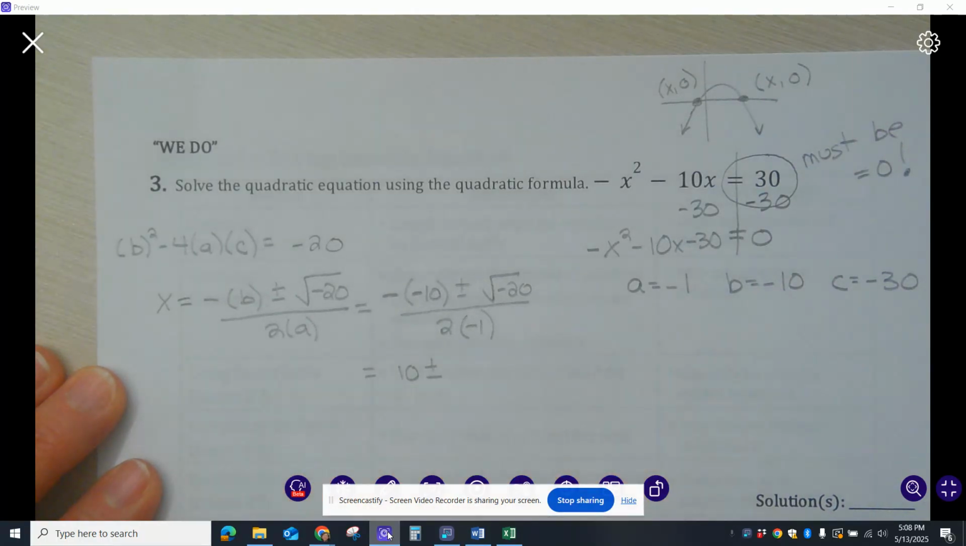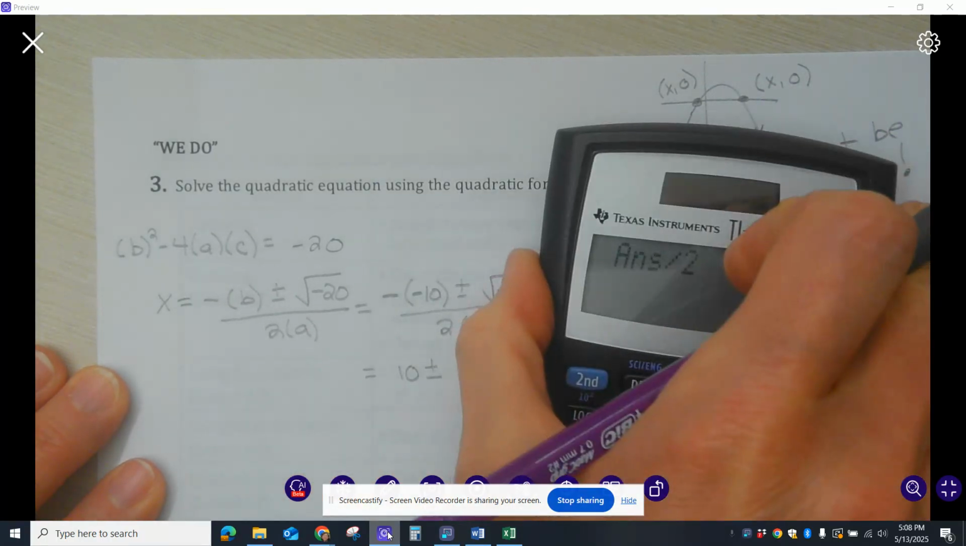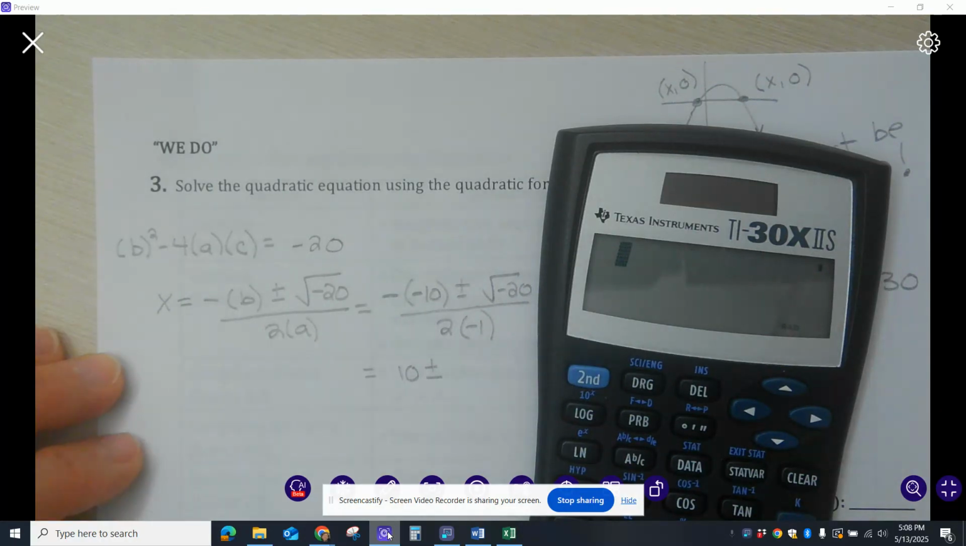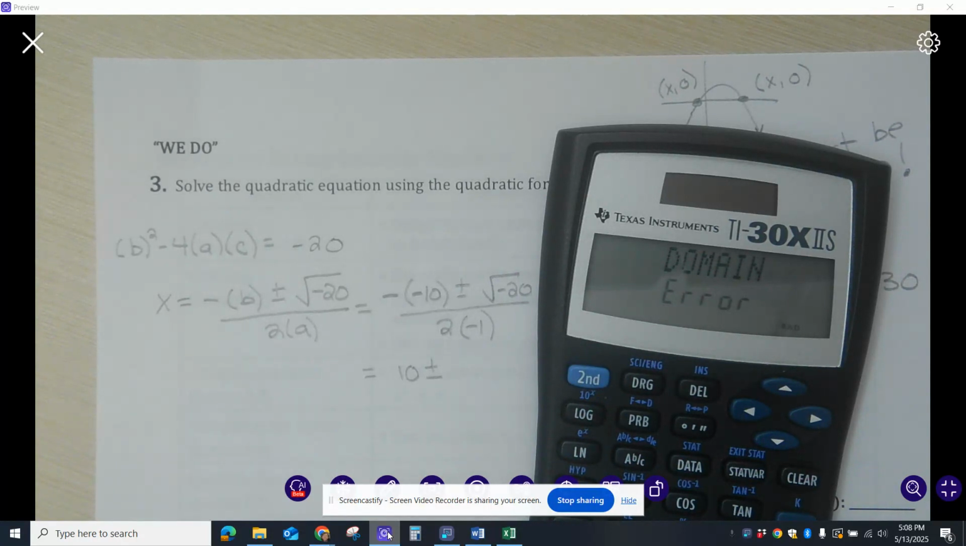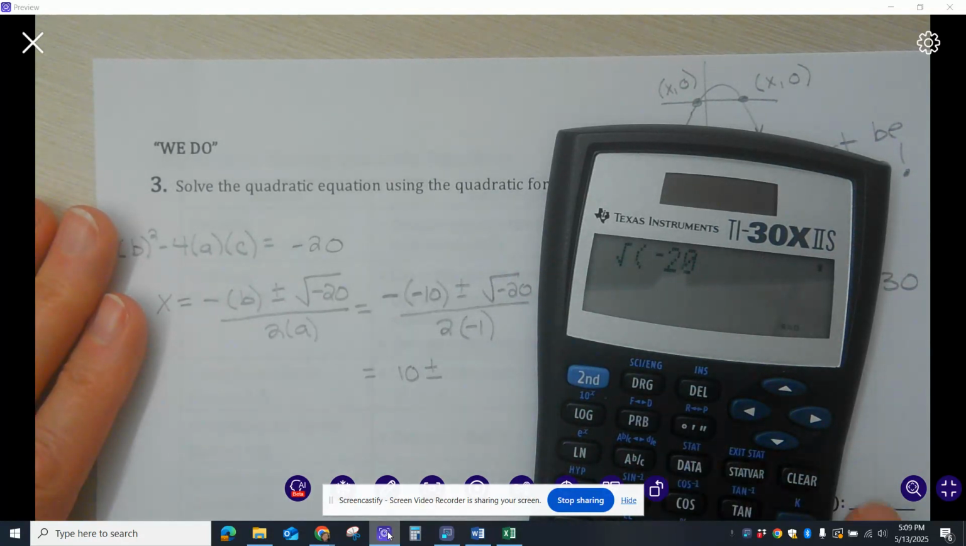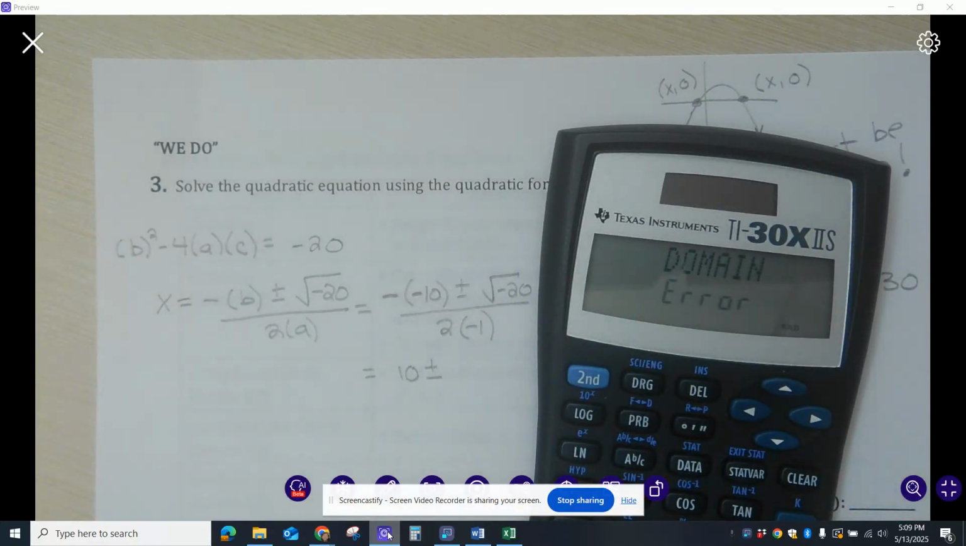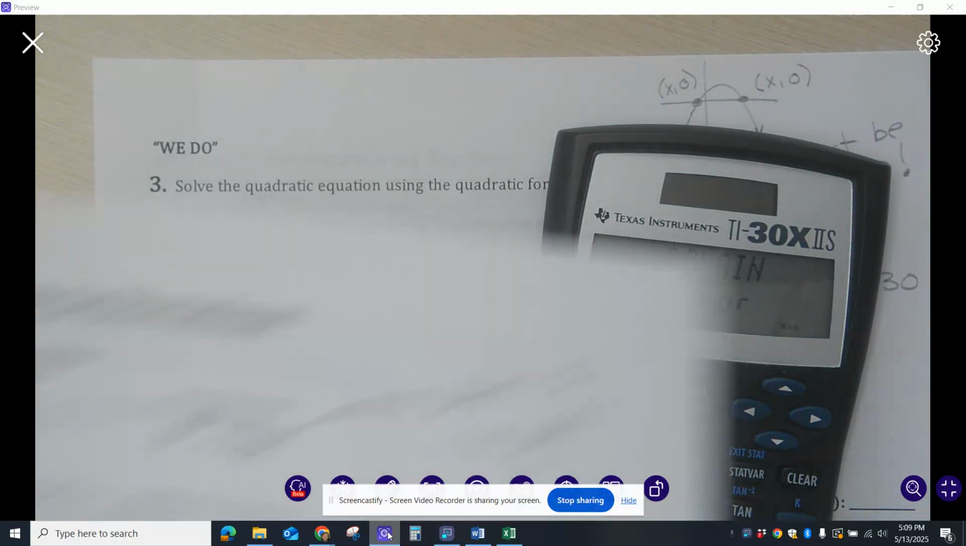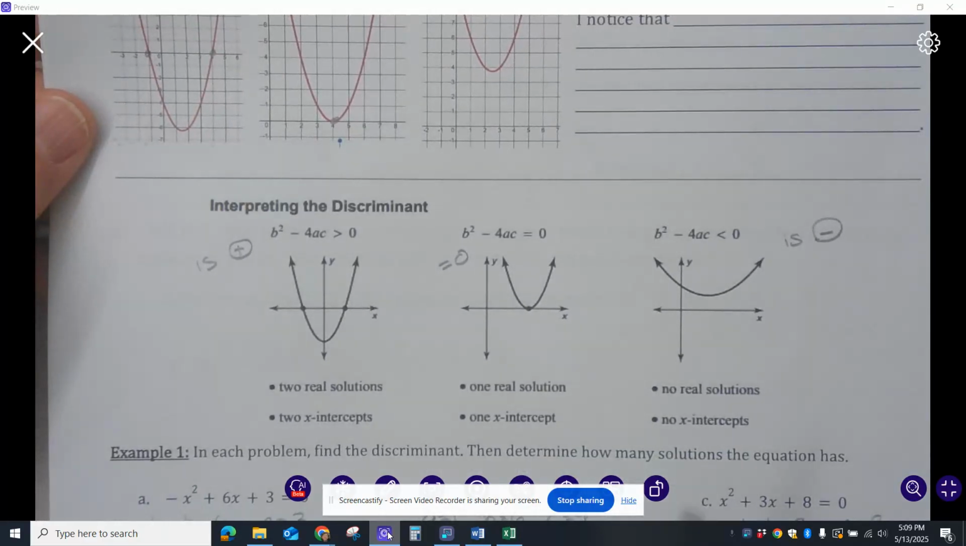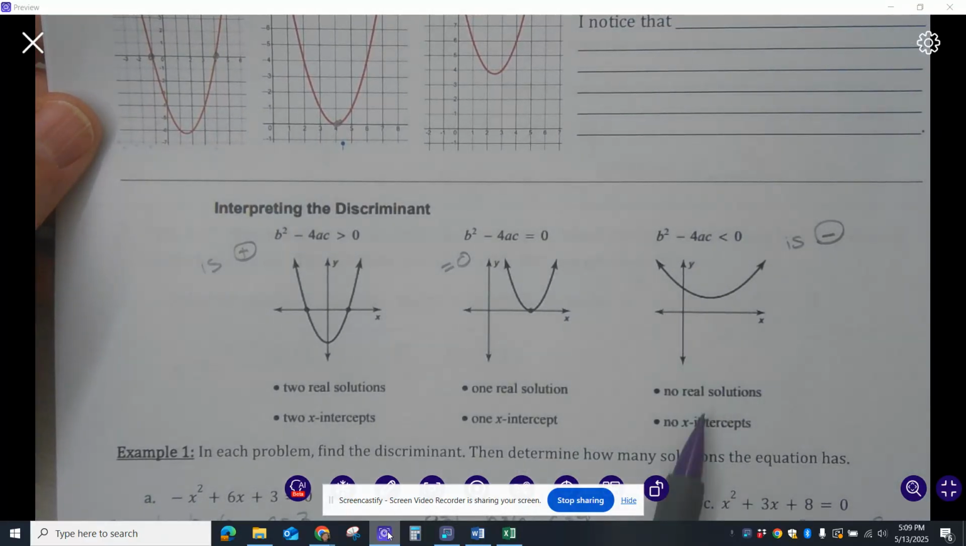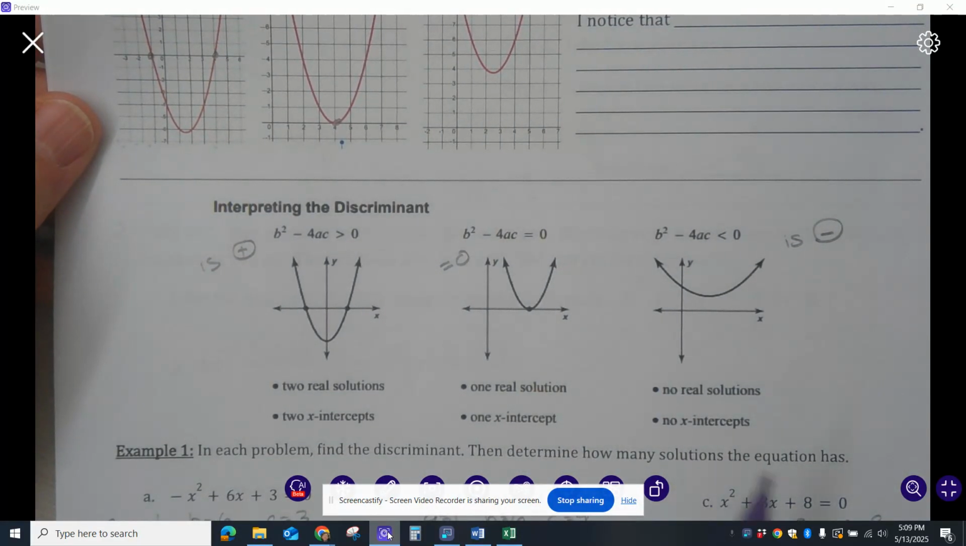Plus or minus, okay, let's put this negative 20 in our calculator. Second square root negative 20. I got an error. I'm going to check that. Second, okay, I got a square root negative 20. I have an error. All right, now I am going to remind you of something that we learned in the beginning of 9.5. This said, if the discriminant is negative, we have no solutions.